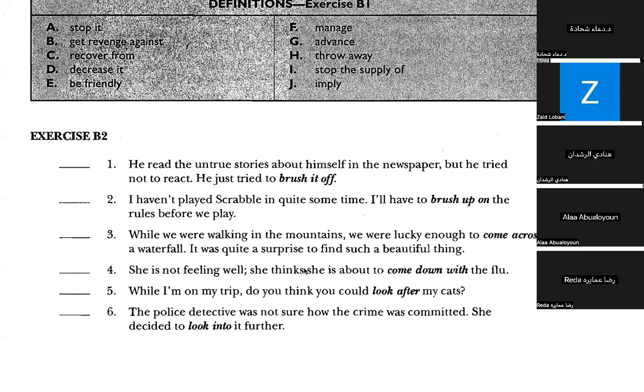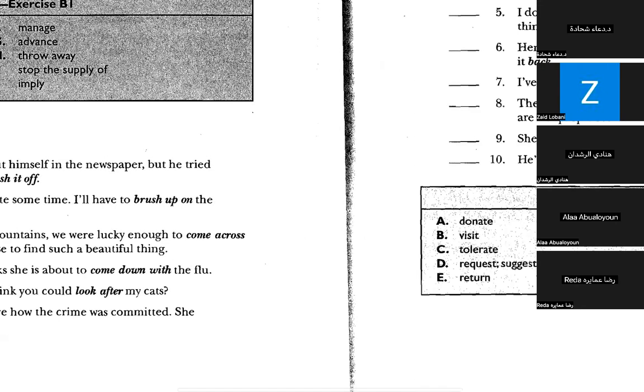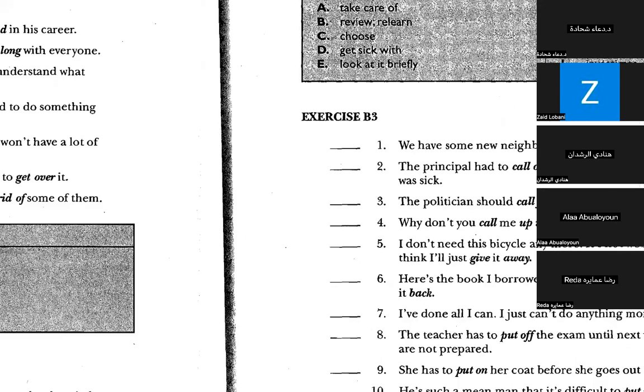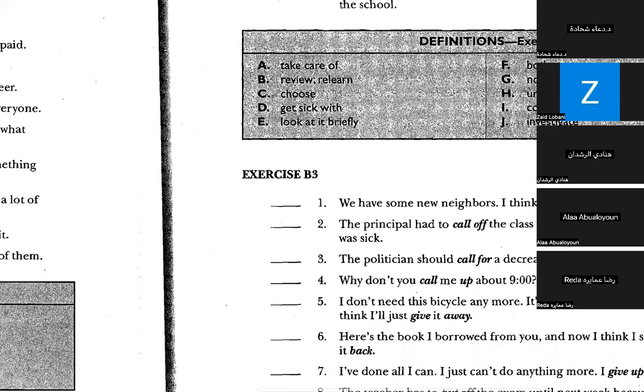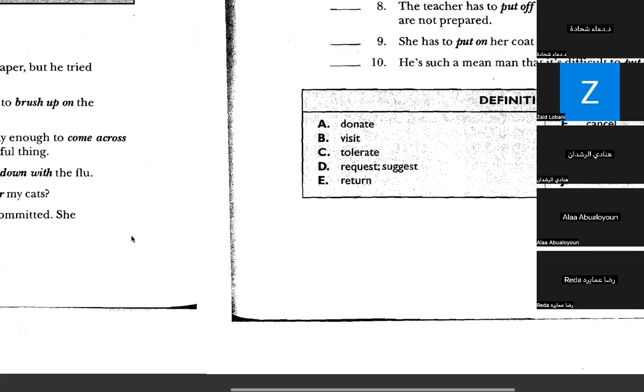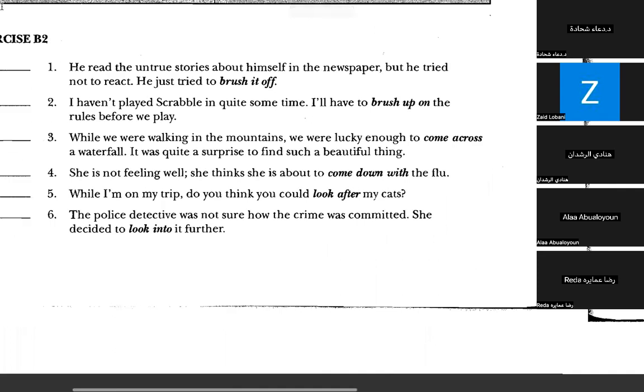It was quite a surprise to find such a beautiful thing. وطبعا شيء كان مدهش, مفاجئ بشكل حلو طبعا. إنه الواحد يعني يصادف هيك يعني شغلة طبيعية جميلة. All right, yeah. So as you said, it's going to be which one of these? Unexpectedly finds. Exactly. So that's what it means over here, that you came across, okay?